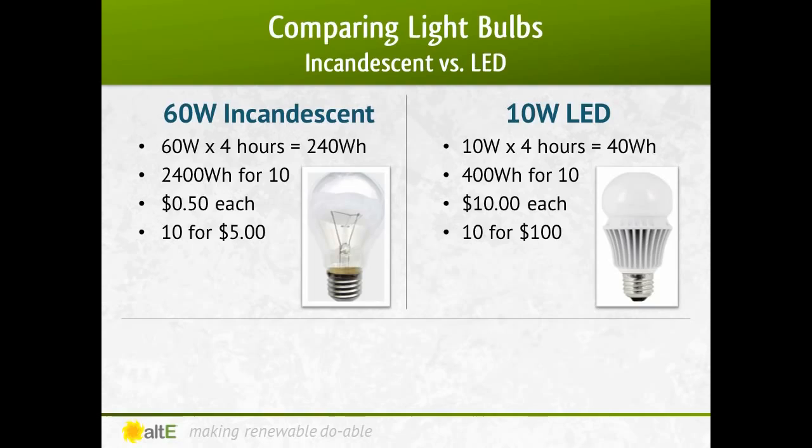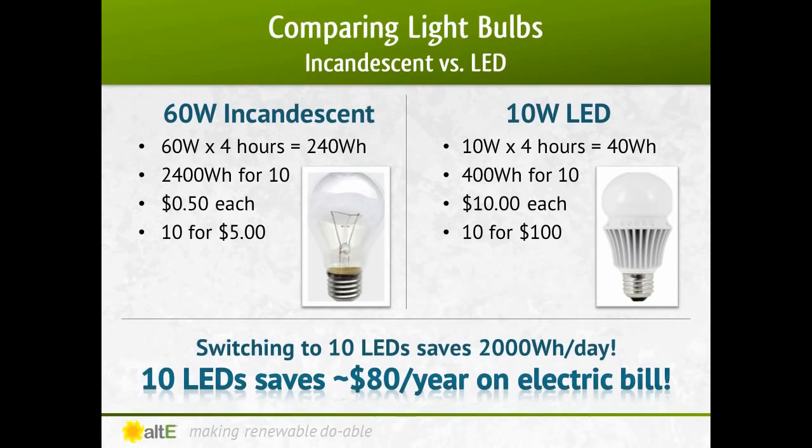But if you use those same bulbs for 4 hours a day, that would save 2,000 watt hours a day, or 730 kilowatt hours a year. At 11 cents a kilowatt hour, that's an $80 a year savings. You'd have those 10 bulbs paid for in savings in 15 months, and even less time in places with higher electricity rates like New England.